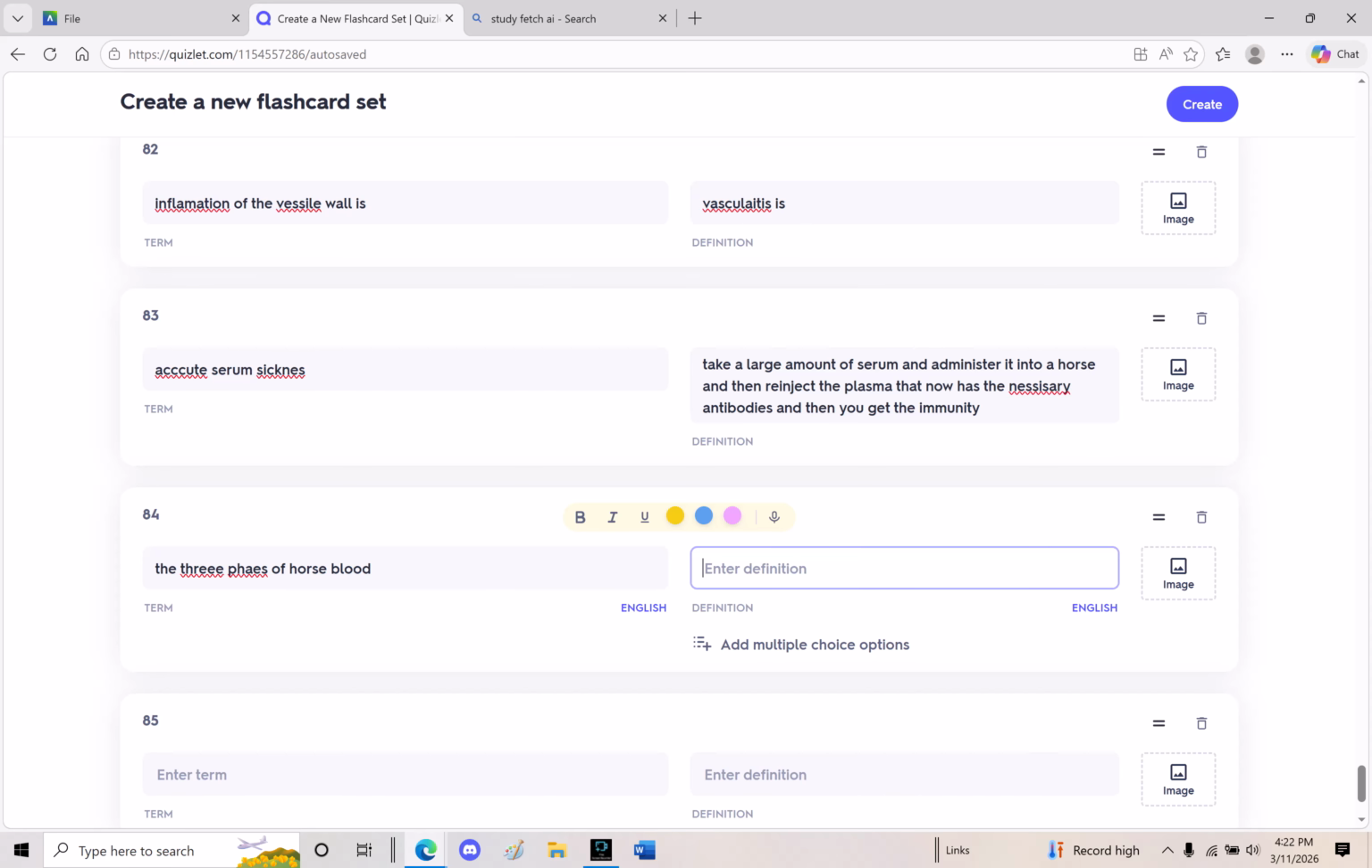But yeah, so acute serum sickness, the mechanism of using the horse blood or the horse serum with antibodies, is a form of passive artificial immunity. Gotcha. And you said there were 3 phases of horse blood. I didn't say there were 3 phases of horse blood. I said there were 3 phases of serum sickness. Oh, gotcha. Let's hear it.